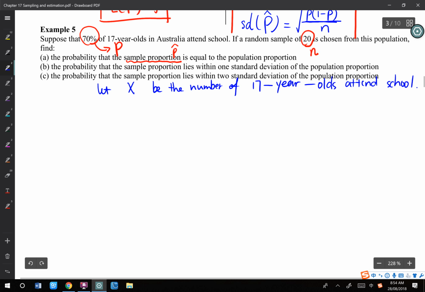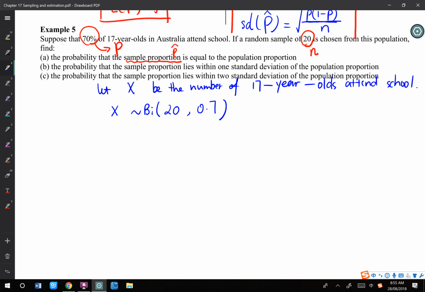Okay, let X be the number of 17-year-olds who attend school. X will be what distribution? Binomial with what parameters? 20, 0.7. Good. N is 20. You have 20 trials. You pick 20 people, and the probability is 0.7.